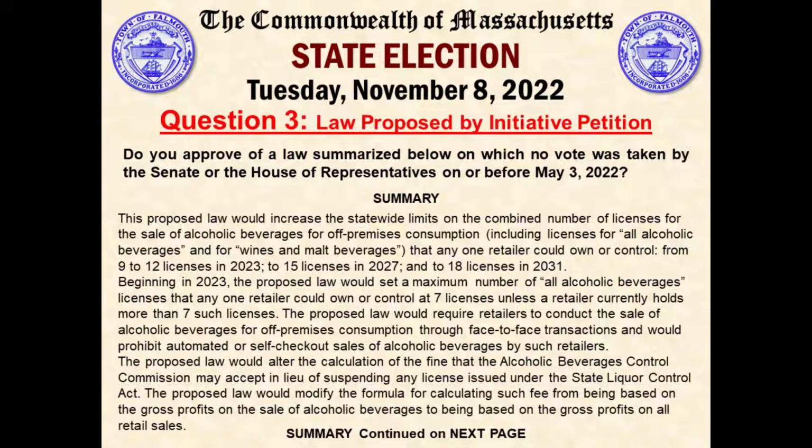The proposed law would alter the calculation of the fine that the Alcoholic Beverages Control Commission may accept, in lieu of suspending any license issued under the State Liquor Control Act. The proposed law would modify the formula for calculating such fee from being based on the gross profits on the sale of alcoholic beverages to being based on the gross profits on all retail sales.